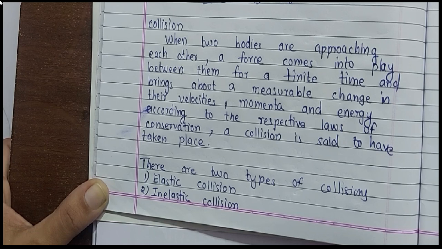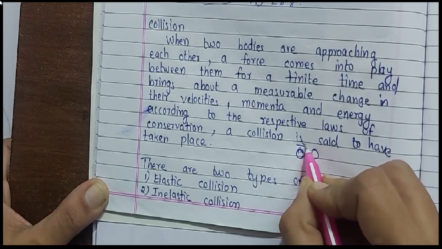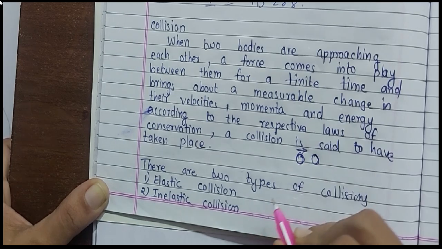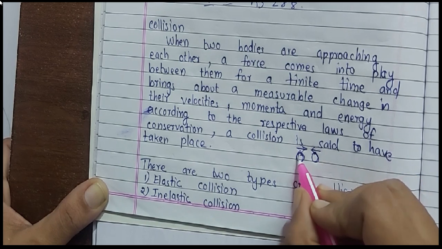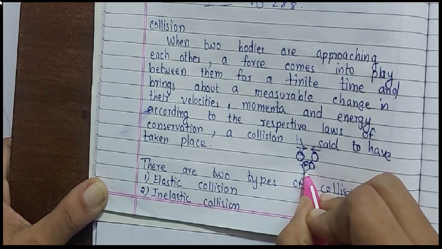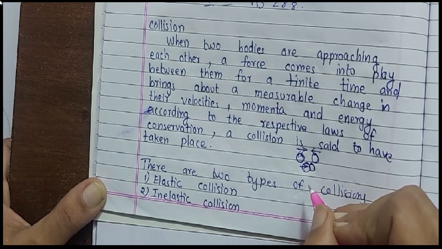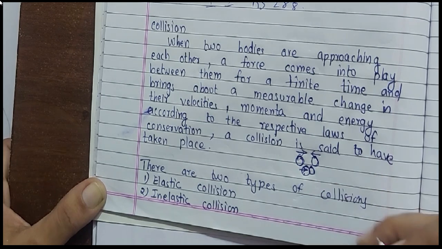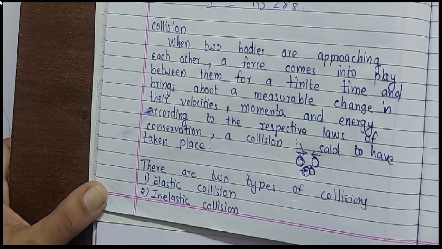In other words, consider two bodies: this one is moving in the positive x direction and this is the second body which is moving in the negative x direction. What will happen? They come very close to each other like this. During this process, either there will be exchange of velocity, or momentum, or there can be a change in energy also. So according to the respective laws of conservation, a collision is said to have taken place.